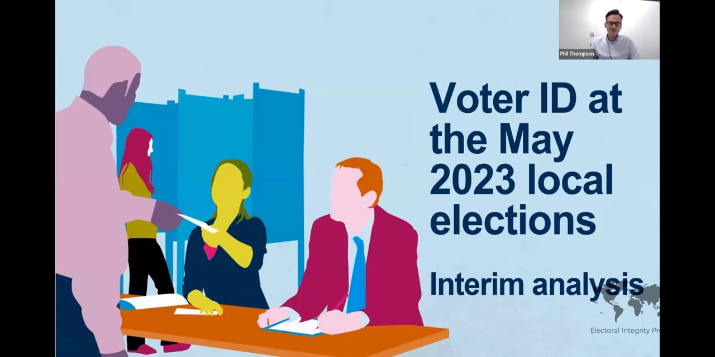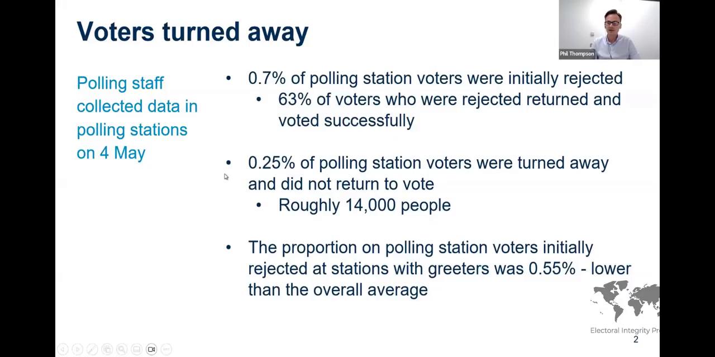If I can make the slide move on. So we collected data from polling station staff on the 4th of May, when the local elections were happening in England. They had to record data on the voters that came in, tried to vote, but weren't able to because of the ID requirement. They had to record both when the voter was turned away, but also if they came back later in the day, and then report that data back to us. So this is based on information from the 230 local authorities that were running polls.